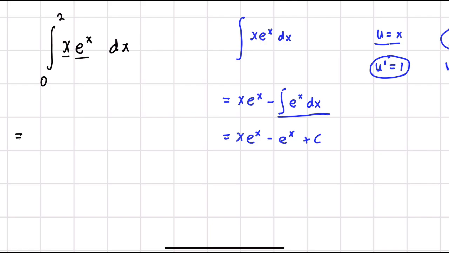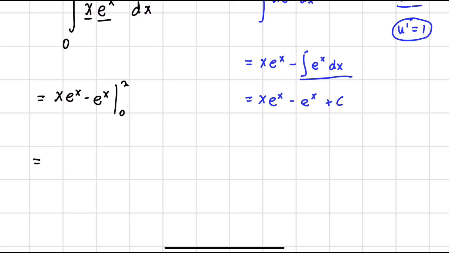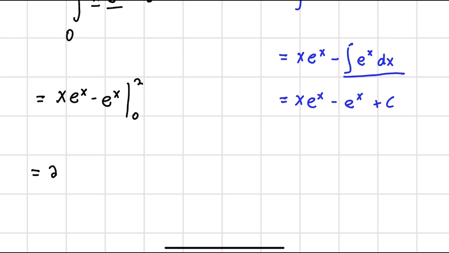So we have x times e to the x minus e to the x, and we have the bounds from 0 to 2. So now let's evaluate our upper bound first. So we have 2 times e to the power of 2 minus e to the power of 2. And this is our upper bound minus our lower bound. So we have 0 times e to the power of 0 minus e to the power of 0.